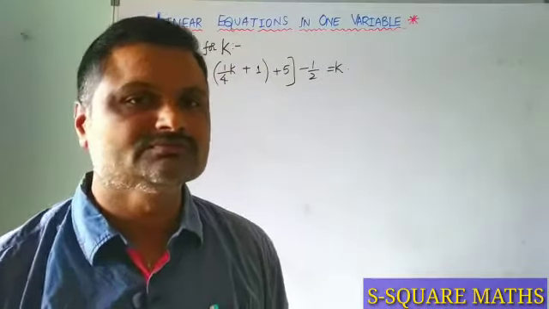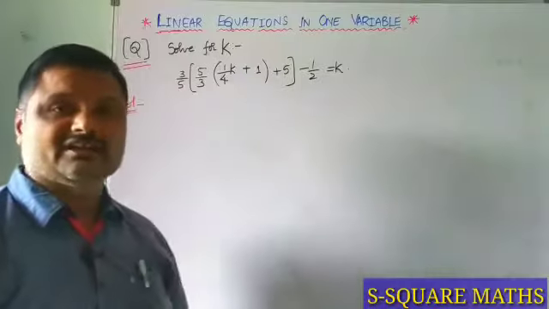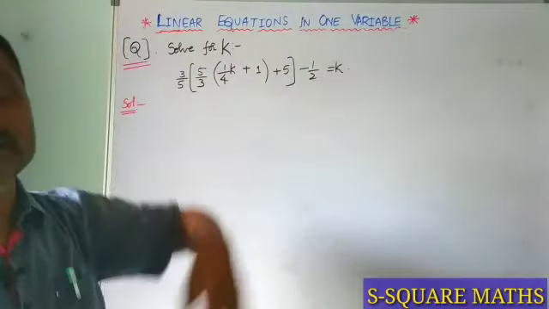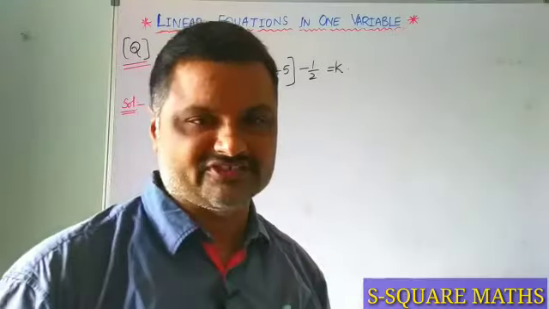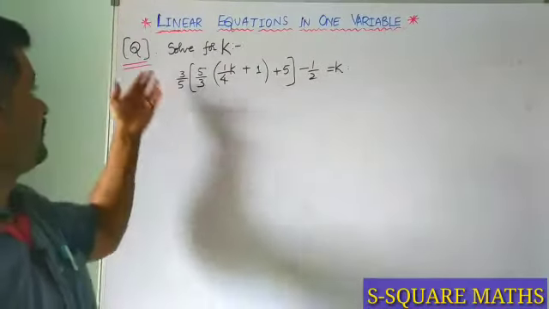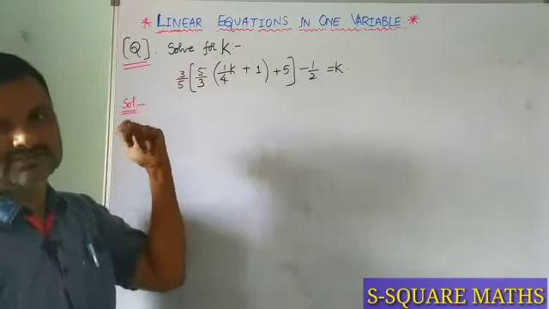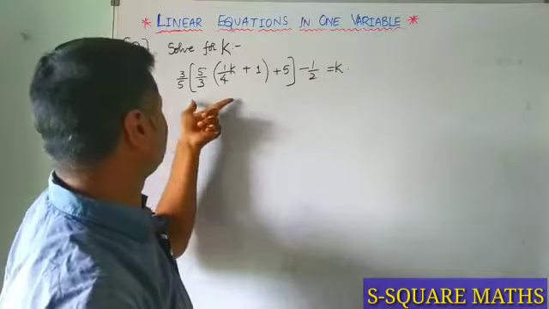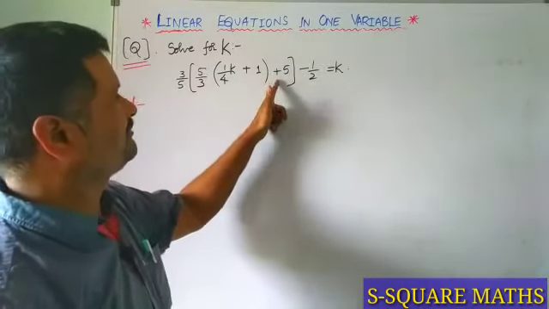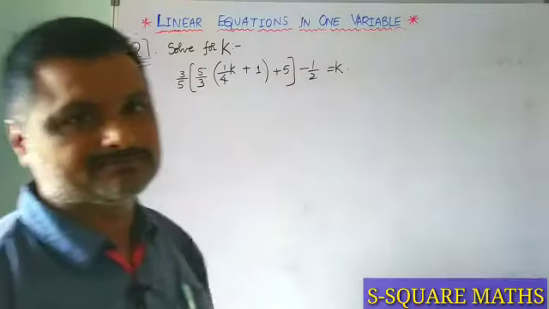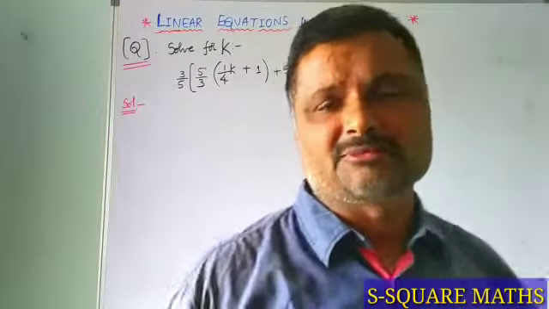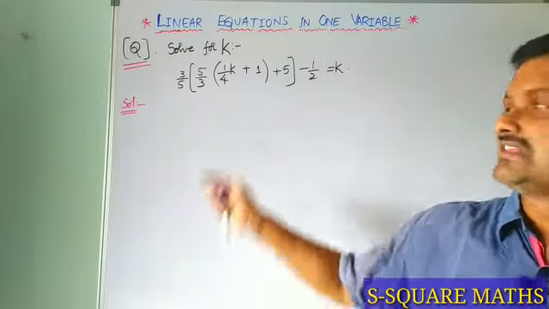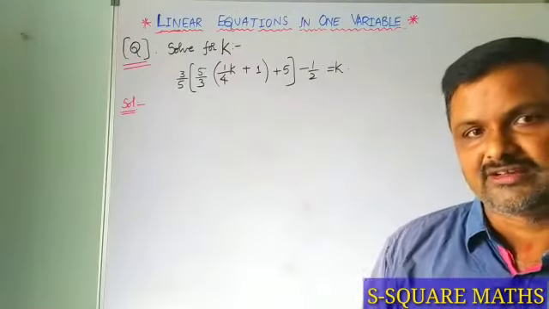So, let us again go through our problem connected to our linear equations in one variable. It is also known as simple equation. So, what is our question? Solve for k. Nothing but k is our variable in the given question. So 3 by 5 of [5 by 3 into (1 by 4 k plus 1)] plus 5 minus 1 by 2 is equal to k. So this is a problem. We have to find out the solution for this. So this is a linear equation in one variable.